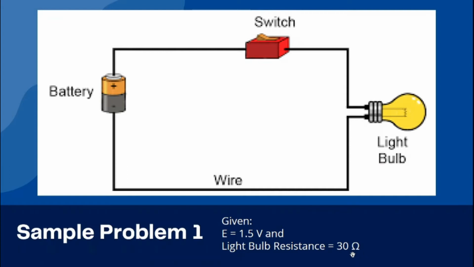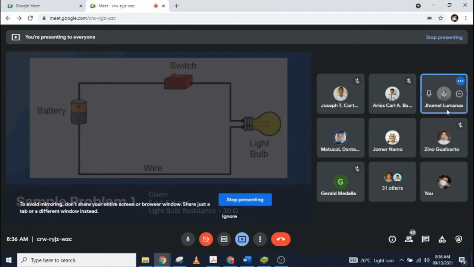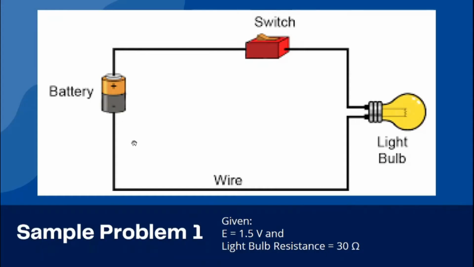Okay? So, itong 1.5 volts class, para saan yan na quantity? Based on this circuit. Okay, it's for the battery, sir. Battery. Okay? So, this battery, 1.5 volts is for the battery. And this resistance, sabi niya, light bulb resistance is 30 ohms. Okay? So, this is 1.5 volts. And this is 30 ohms. Okay? The one that is pushing is 1.5 volts. And then the resistance or yung naglilimit ng kuryente is 30 ohms.